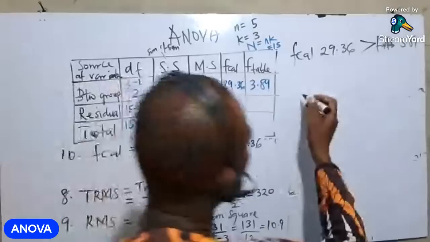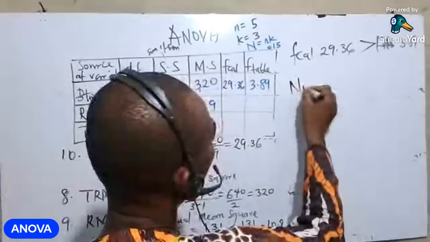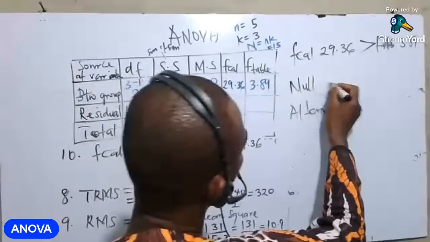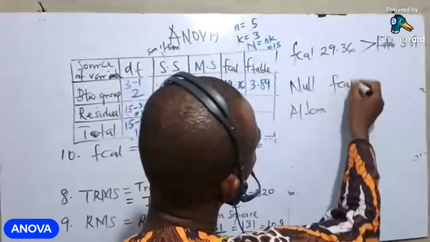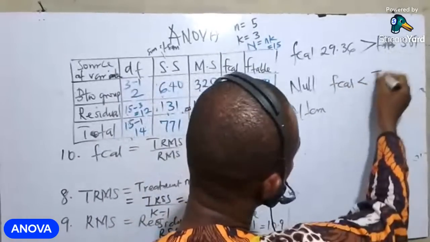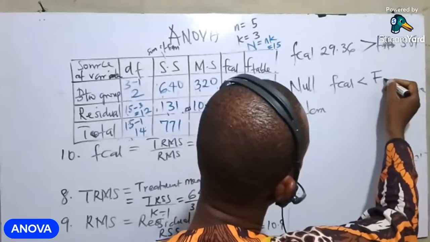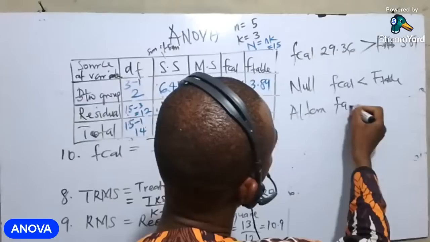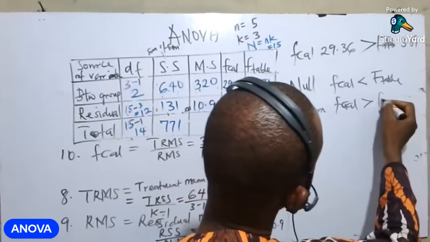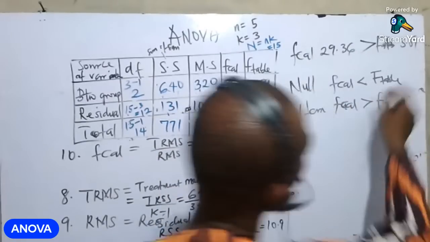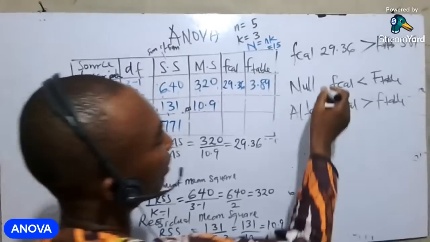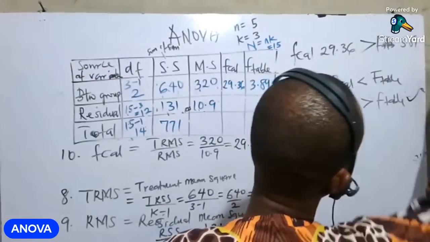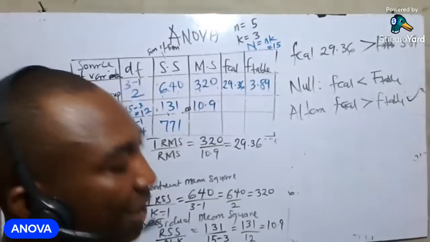In that case, remember the condition. To take the null hypothesis, your F calculated must be lesser than F table. To take the alternative hypothesis, your F calculated must be greater than F table. So which of these conditions is met? The second one. So that means you take the alternative hypothesis.